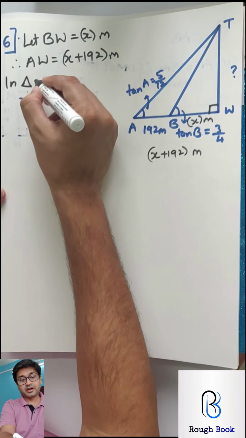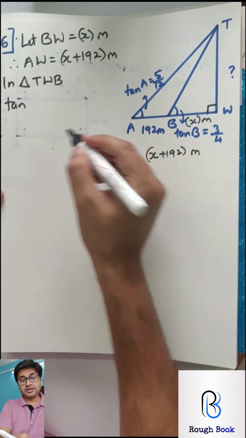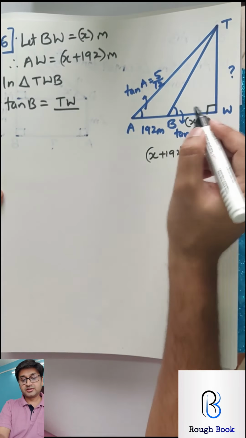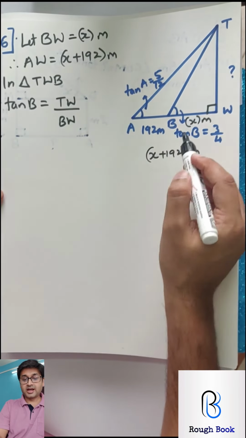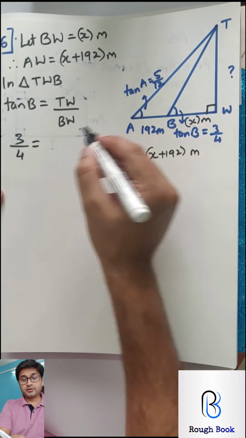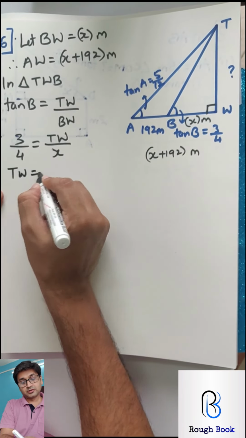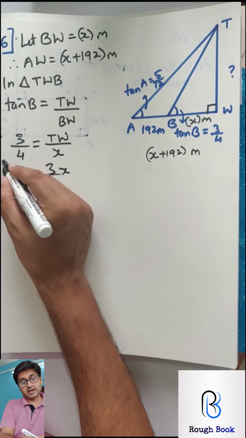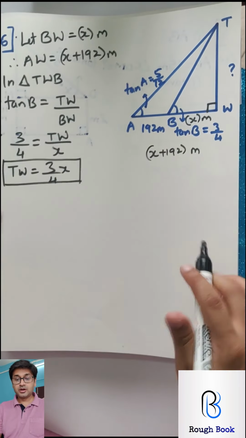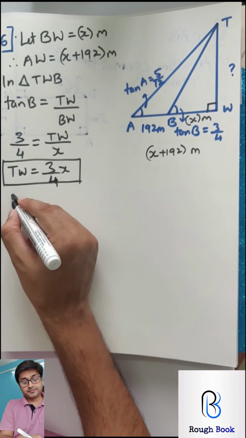So number one, in triangle TWB, I will say tan B is opposite TW and adjacent BW. So tan B we already know is 3 by 4, TW we don't know, and BW is x. So TW becomes 3 by 4 x. So we got at least one part for TW. Now we'll try and find TW for the bigger triangle. Okay, so let's find it.